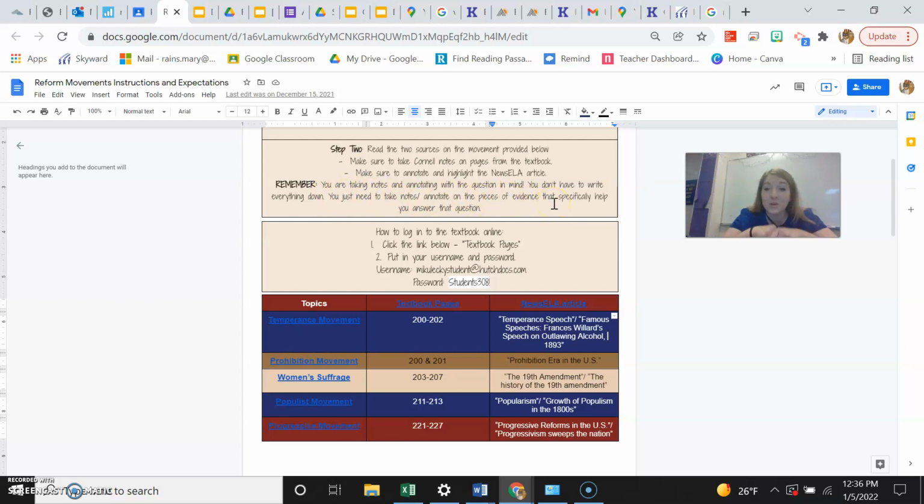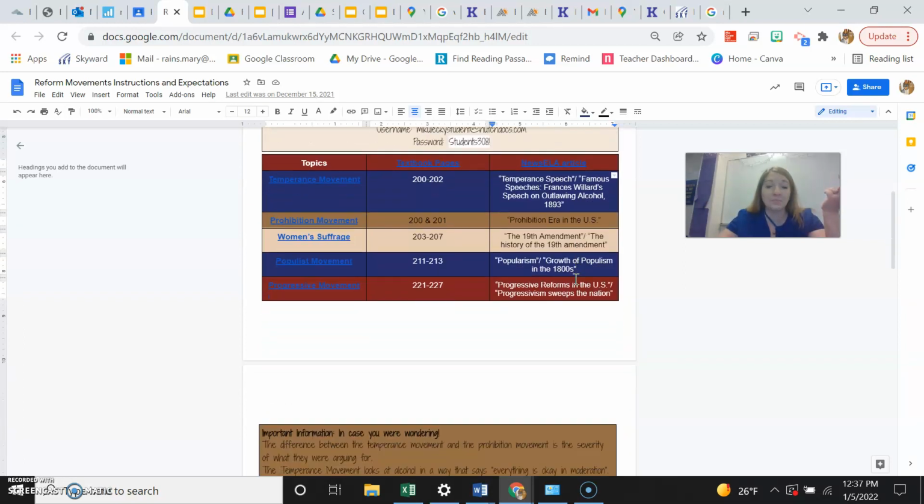You need to be thinking about that question at all times. You don't have to write everything down. It's not relevant. We're looking for reliable and relevant information. If it doesn't have to do with the question, then it's not relevant to what we're doing. You just need to take notes and annotate on the pieces of evidence that specifically help you answer the question. That's what you're doing right now.